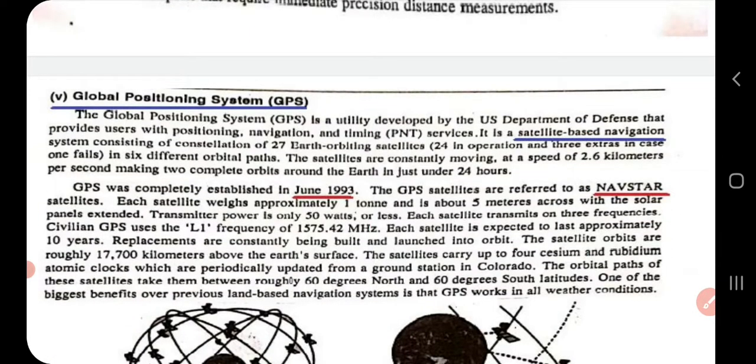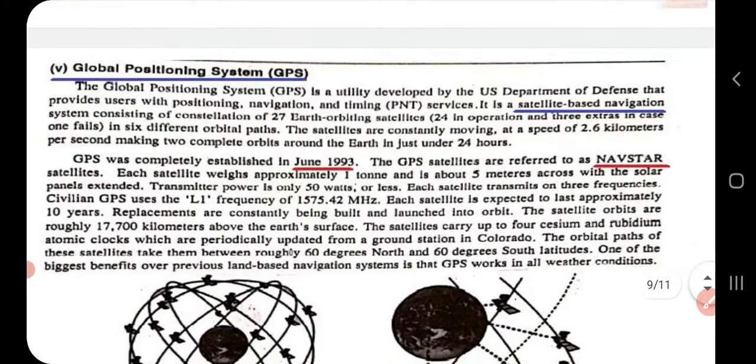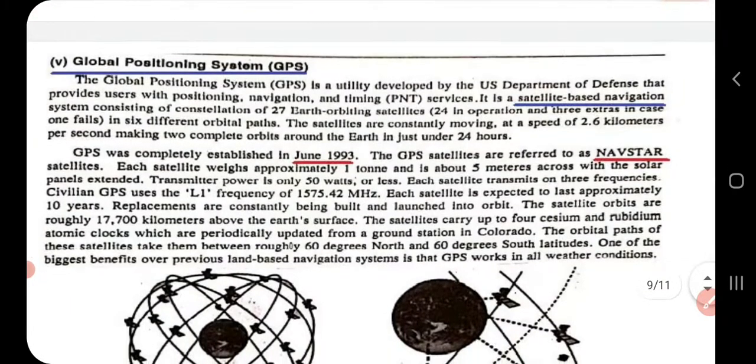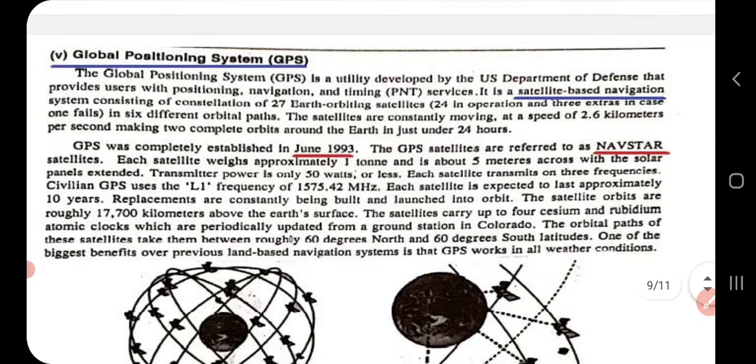Okay. Now the last one is Global Positioning System, GPS, which you are all familiar with. So I'm not going into much detail of it. You can just go through it. It is purely based on satellites, right? It is a satellite-based navigation system consisting of 27 Earth-orbiting satellites. And these satellites are constantly in motion, and their speed is about 2.6 kilometers per second.